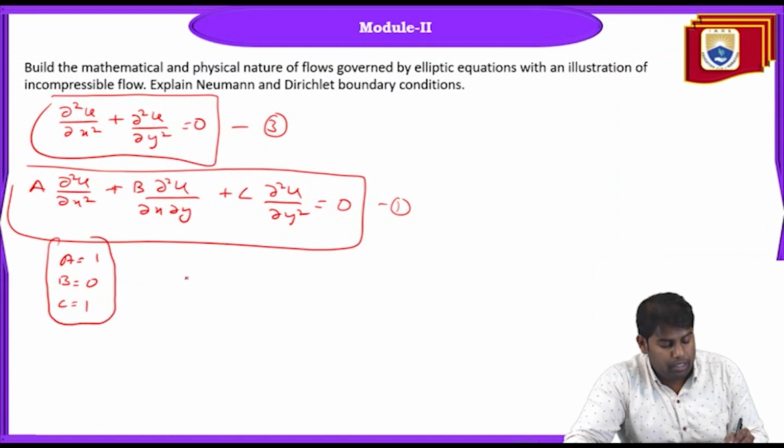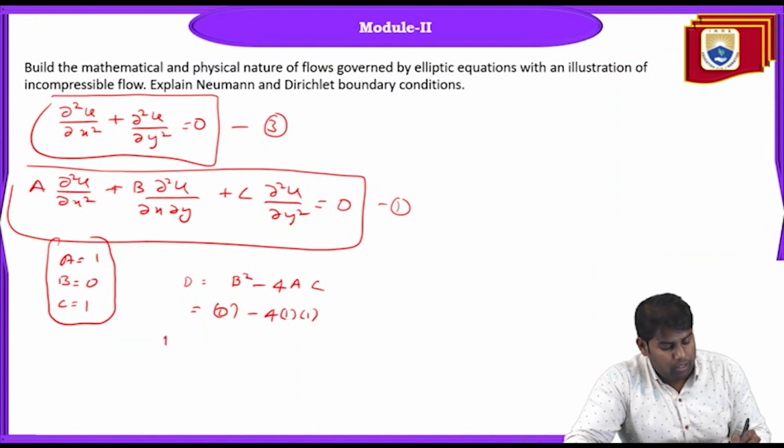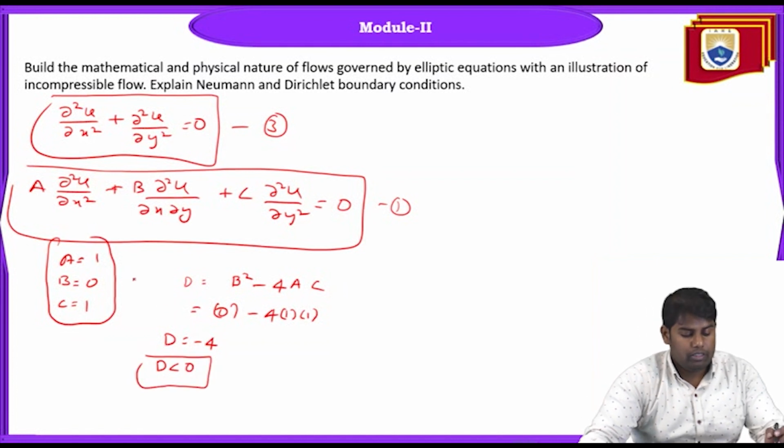Now when you compute the discriminant d, what happens actually? b² minus 4ac. So b is 0, minus 4 into 1 into 1. So d is minus 4. So d has become less than 0. So with this we have seen that the diffusion term in the momentum equation comes under the elliptic equation.